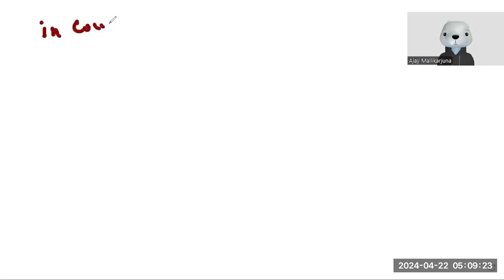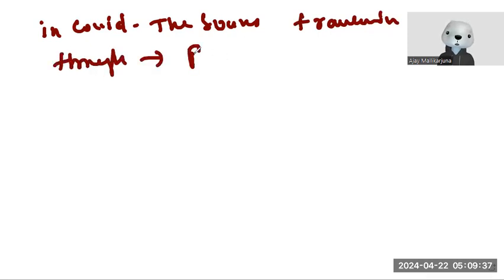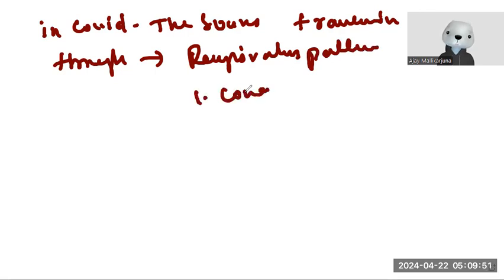In COVID, the source of transmission was through the respiratory pathway. How was it transferred from one person to another person through the respiratory pathway? Like through the cough, through the respiratory droplets.